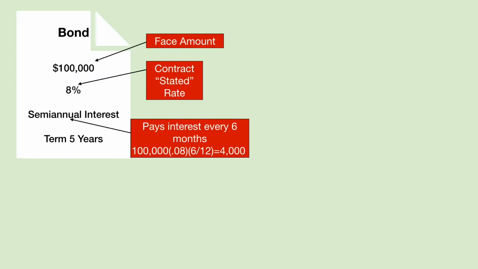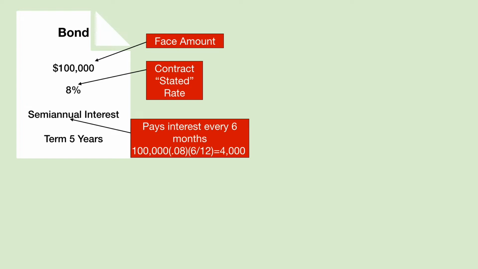In this video, we're going to calculate the price of a bond. The price is often not the amount that is printed on the bond. A bond is a contract to borrow money. The borrower is called the issuer of the bond, and the lender is called the creditor or the banker or the investor.